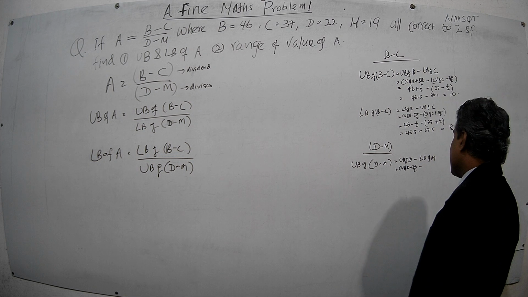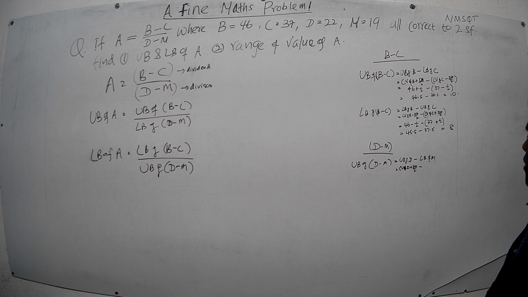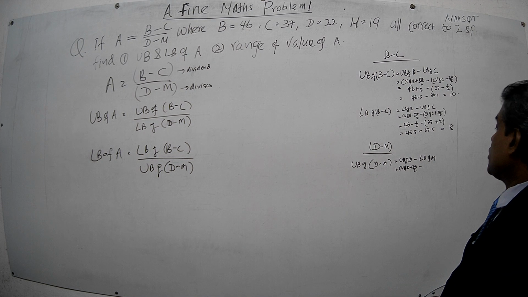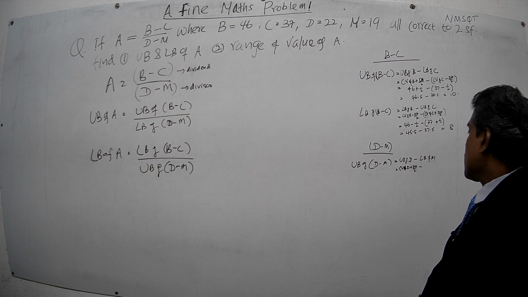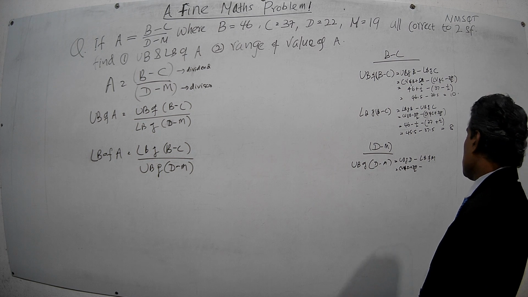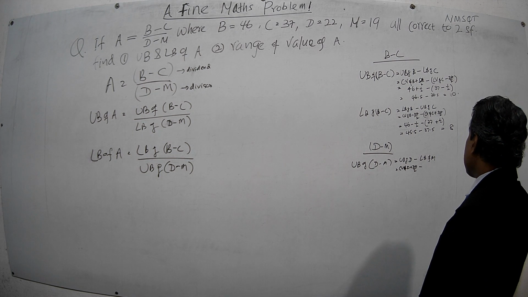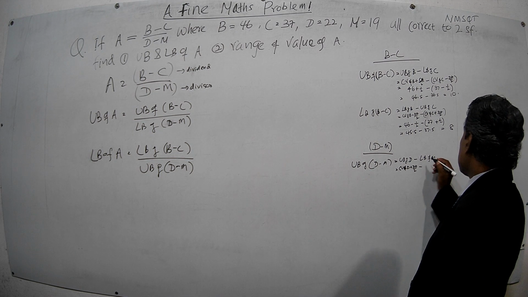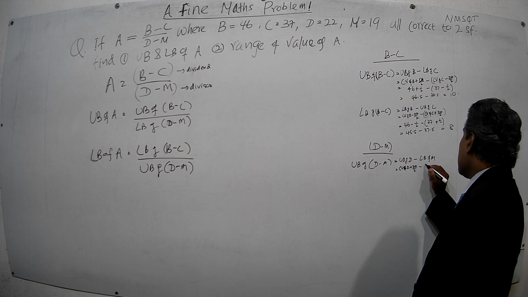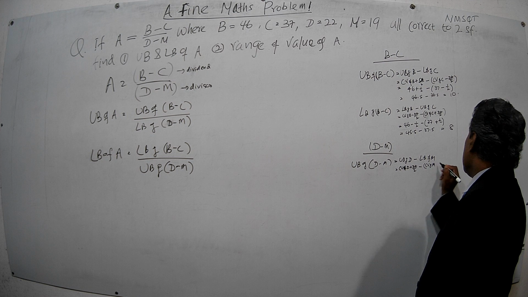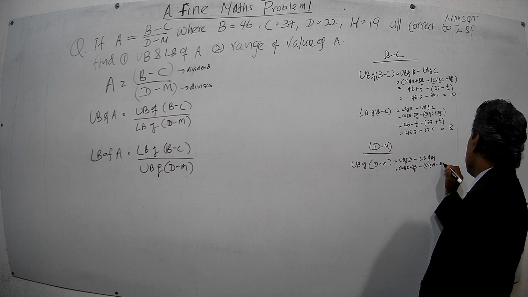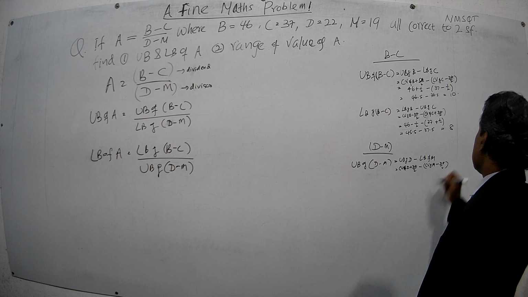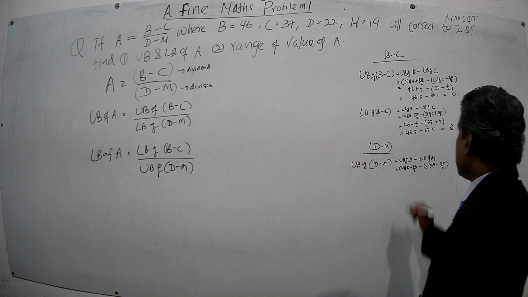The general formula applies. The general lower bound of a single corrected value is the corrected value minus the degree of accuracy over 2. The lower bound of m is the corrected value of m minus the degree of accuracy of m over 2. Then we substitute.